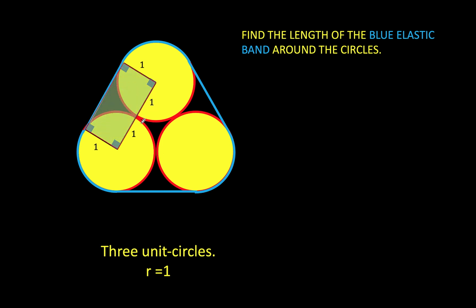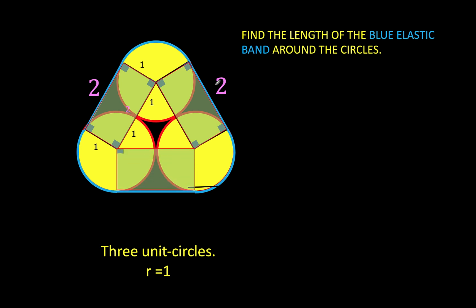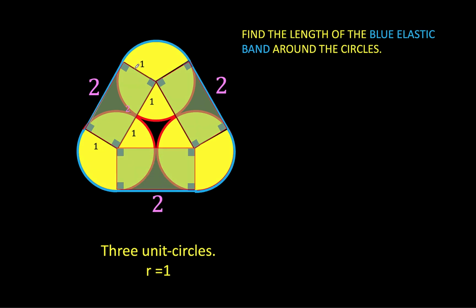For a rectangle, the opposite sides are congruent. If the length of this one side of the rectangle is 1 plus 1 or 2 units, then the length of its opposite side must also be 2 units. So we now know the length of this part of this elastic band. Then, let's do the same thing at the other side of this figure. We also construct this rectangle, and using the same reasoning, the length of this part of the elastic band is also 2 units. And do the same thing for the lower part of this figure. The length of this part of the band is also 2 units.